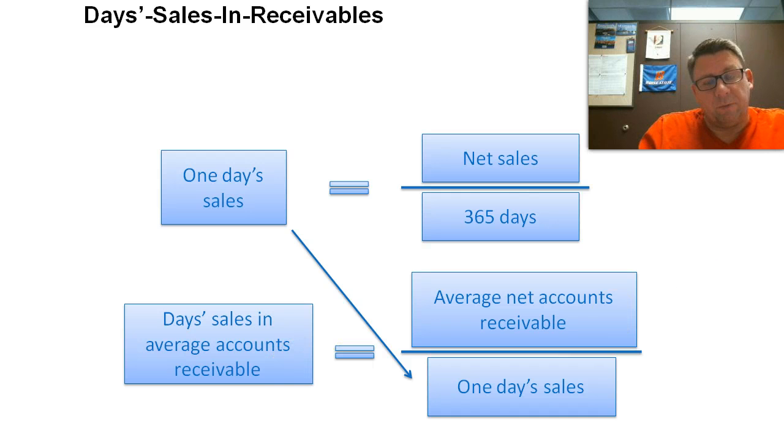This is actually a very important and very common ratio used not only by investors and creditors but also by the management of a business. Another way this is commonly expressed is days sales outstanding, frequently abbreviated DSO.